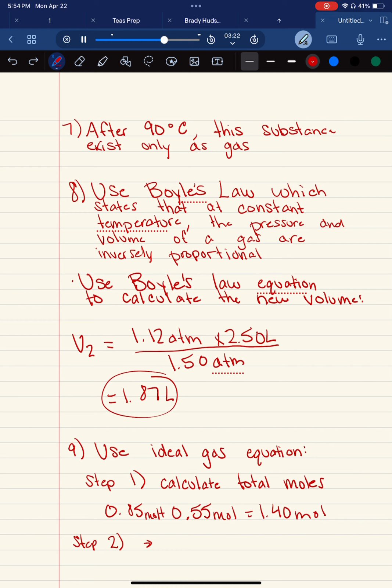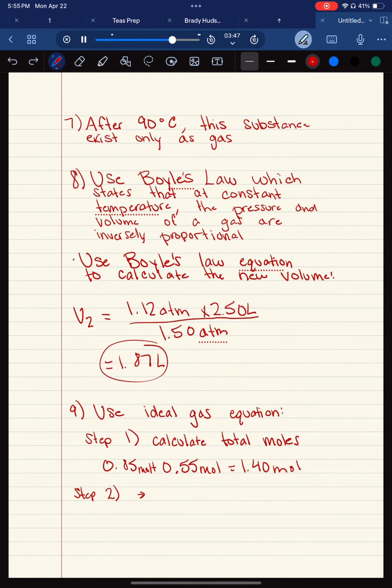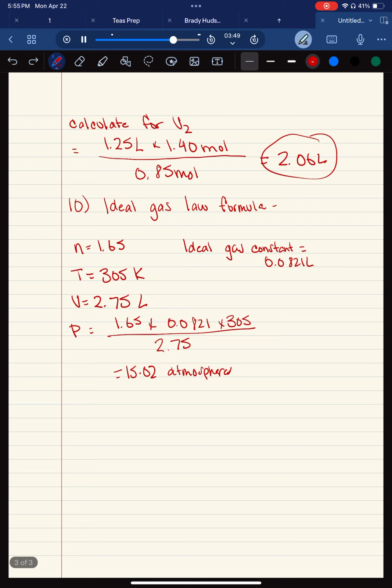And then our next question is: a 0.85 mole sample of the gas has a volume of 1.25 liters. If 0.55 moles of gas are added to the sample, calculate the new volume. To do that, we're going to have to add up our moles to see what our total is at the end. And then we're going to take our liters times our total moles and divide by our original sample, which gets us out to 2.06 liters.